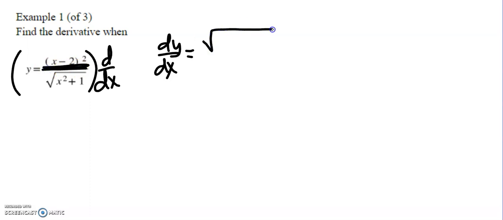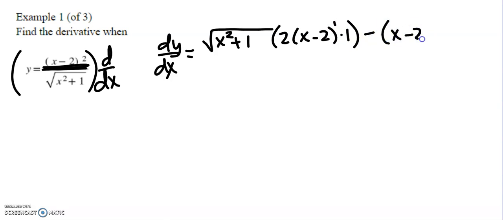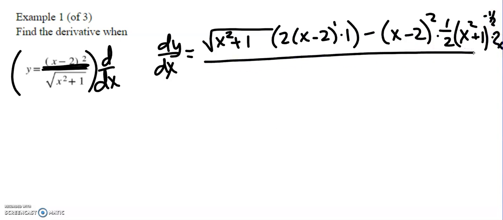So I'm going to have low d high, which actually uses the chain rule, minus high d low. Ooh, I'm going to run out of room already. Negative 1/2 times 2x, all over low squared. Oh, good. This looks a little bit simpler. When you square the square root, it cancels out.